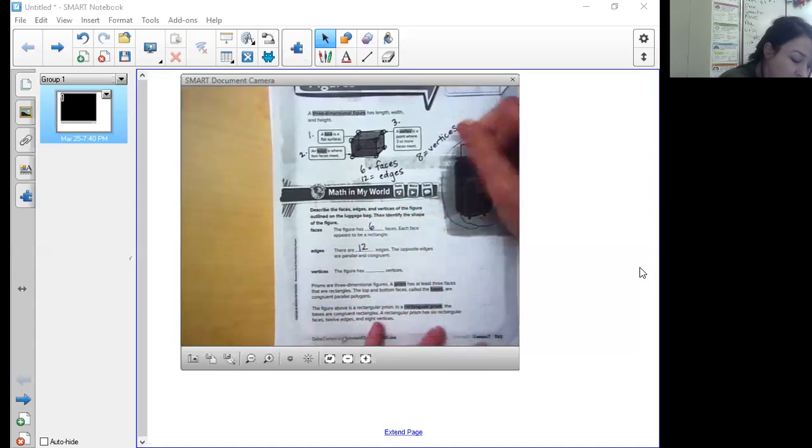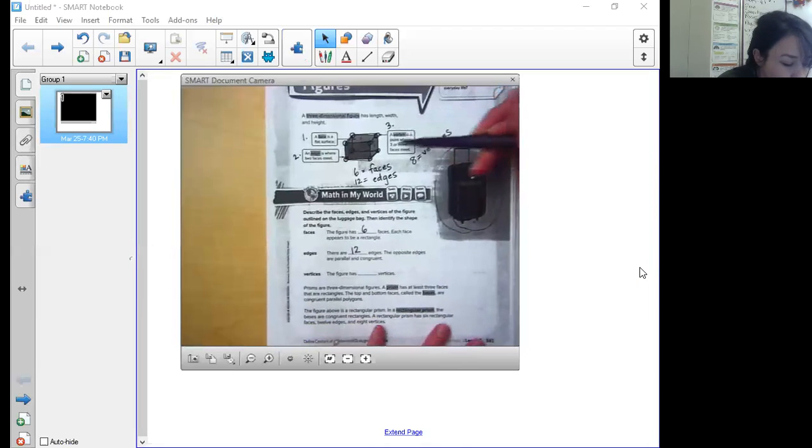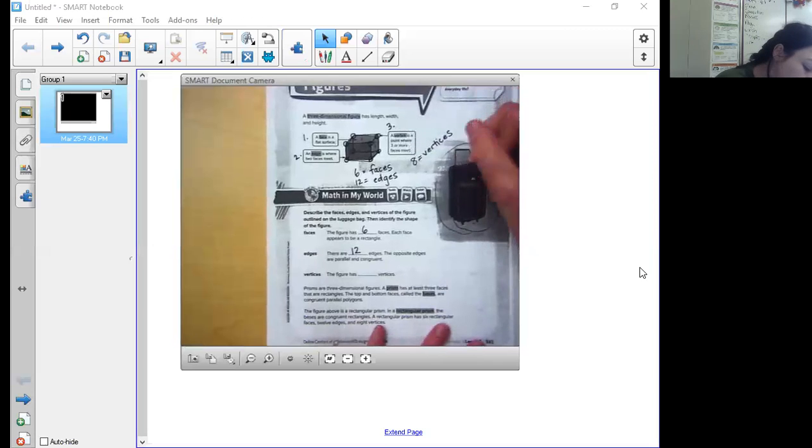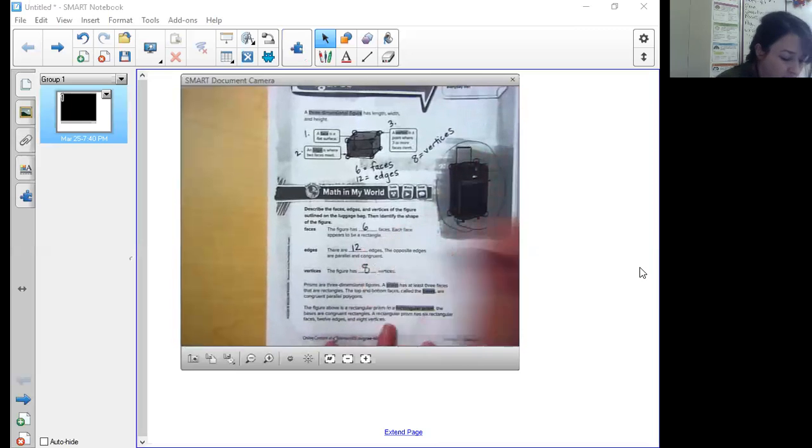All right, let's count how many vertices. I look up here. Vertices is plural for vertex. So a vertex is a point where 3 or more faces meet. So these are the corners, right? 1, 2, 3, 4, 5, 6, 7, 8. So I have 8 vertices.